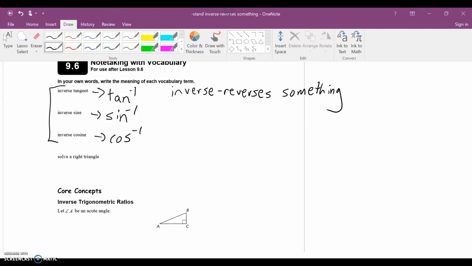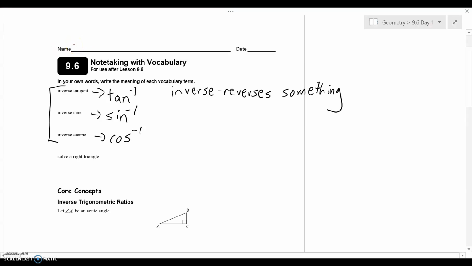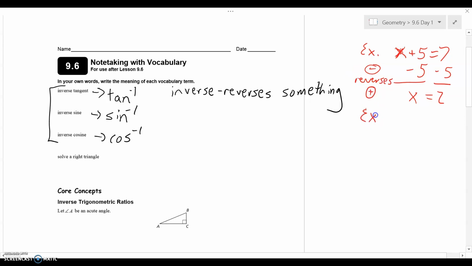And we've seen this in math before, so I'm going to choose a different color here and show a couple ways that we've seen that. So an example, again, this is not a trigonometric example. This is just a really old algebra example: x plus 5 equals 7. We have something plus 5. So to undo the plus, we've learned to subtract. And of course, we subtract from both sides and you get x equals 2. So subtraction reverses addition.